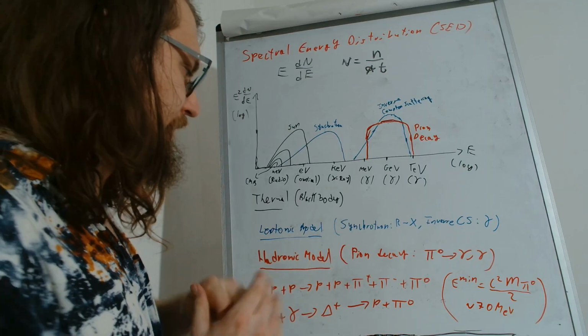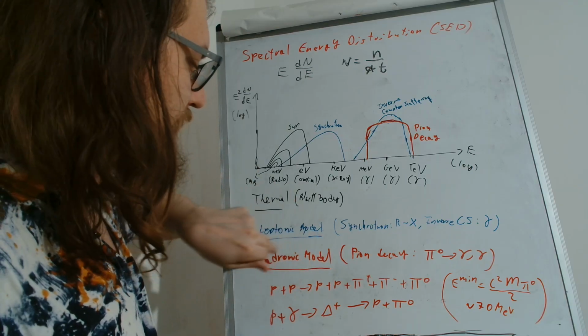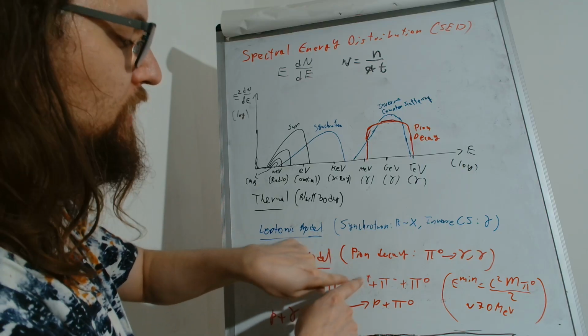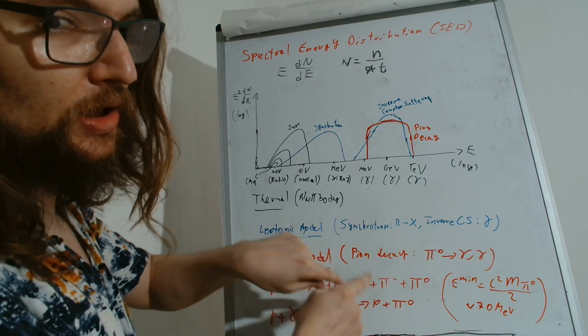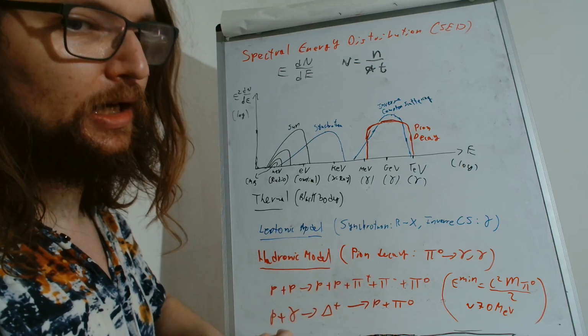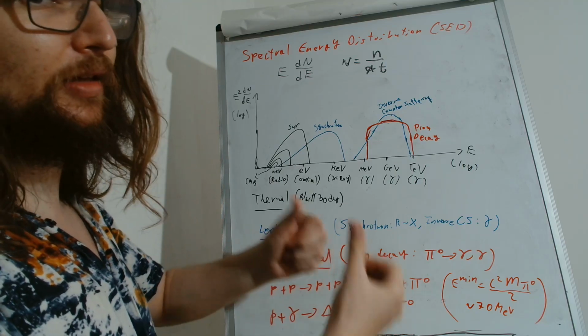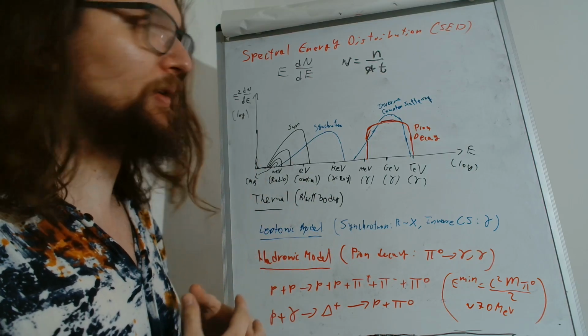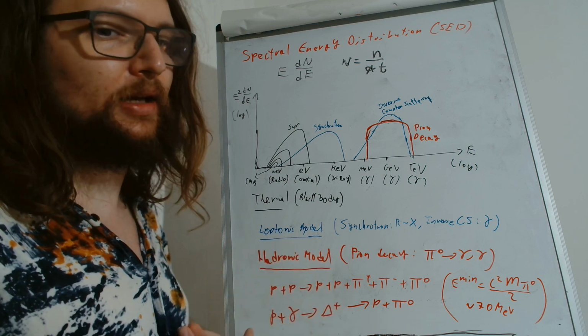Another difference between the leptonic and the hadronic model is that we have the production of charged pions in the hadronic model, which decay into muons and neutrinos. So we can see neutrinos arriving. If you see a high component of neutrinos arriving, it means that there are hadrons being accelerated.